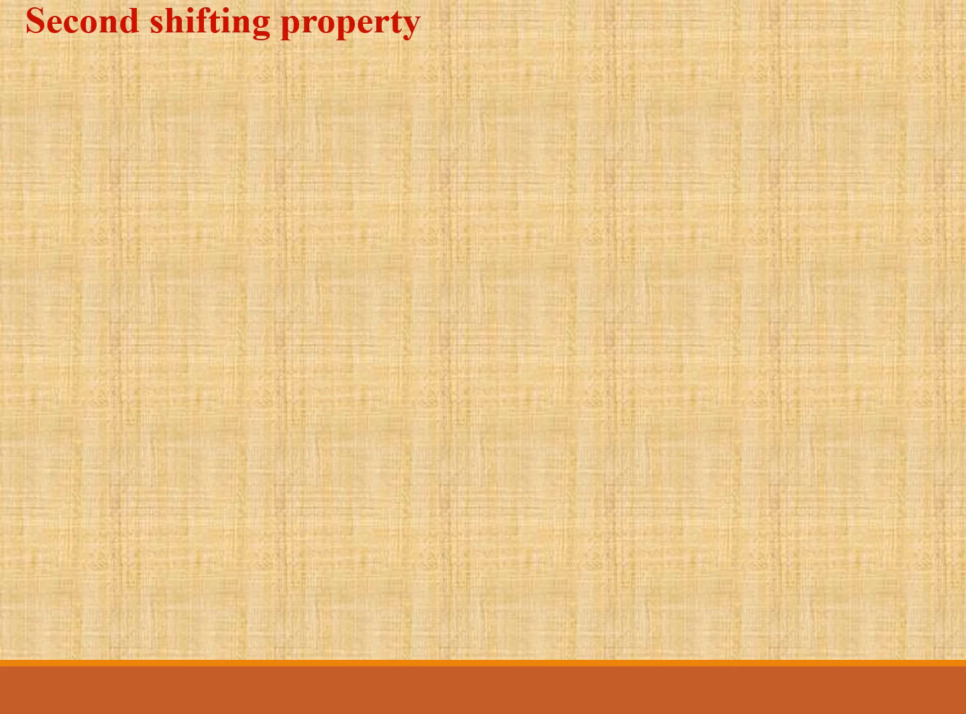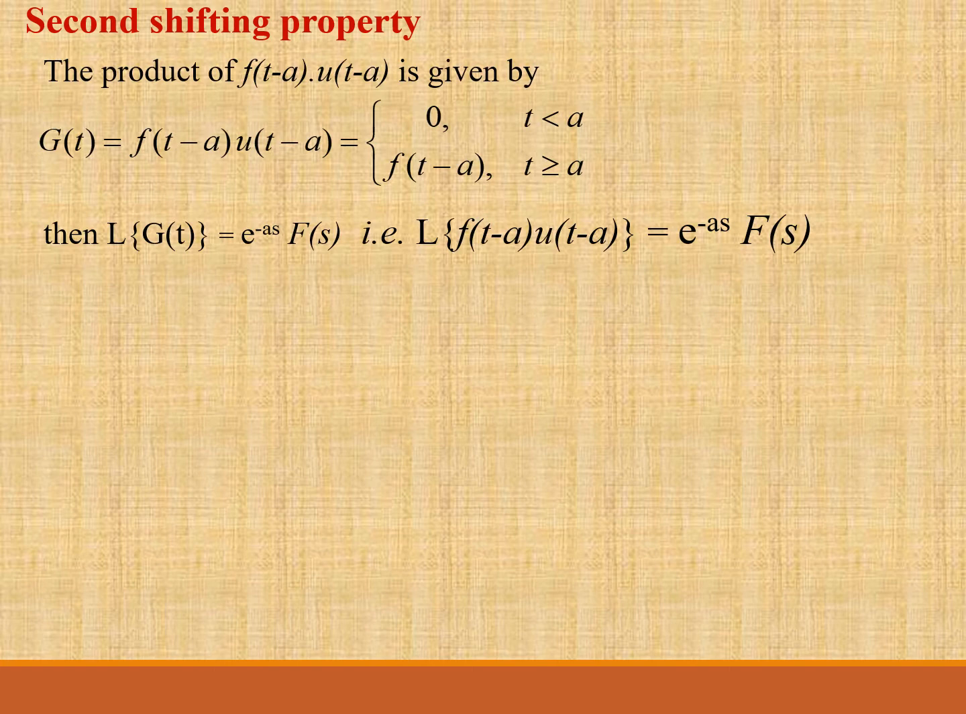Now we had a second shifting property, which is based on the product of f(t−a)·u(t−a). If this product is denoted by g(t), which is equal to 0 for t less than a, and has a value f(t−a) for t greater than a, then we have to show that the Laplace transform of g(t), or the Laplace transform of f(t−a)·u(t−a), is equal to e^(−as)·F(s).